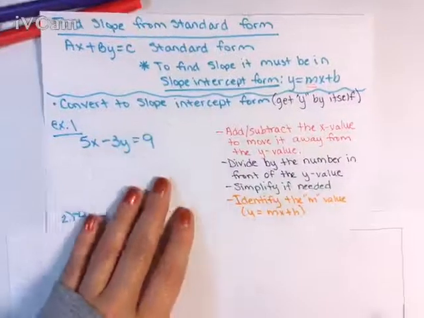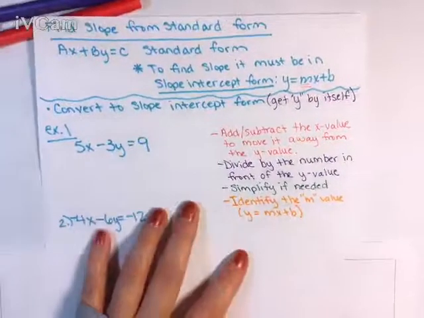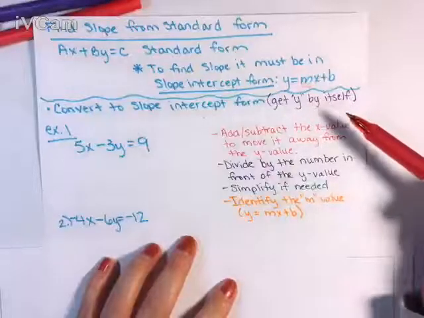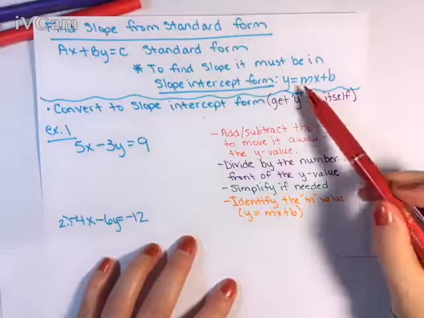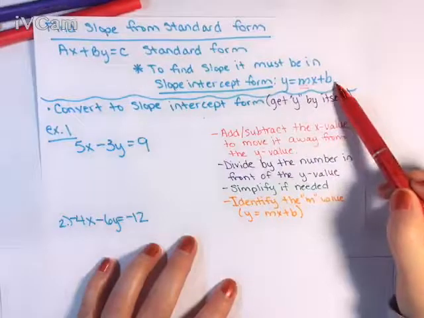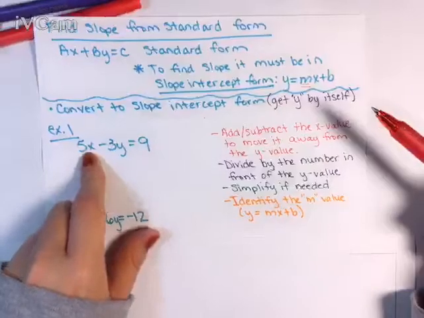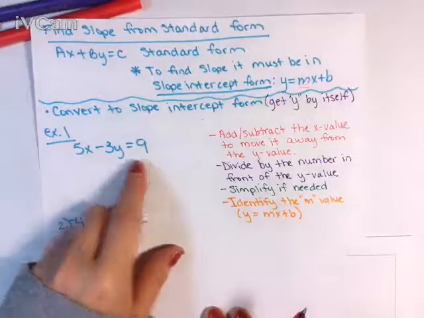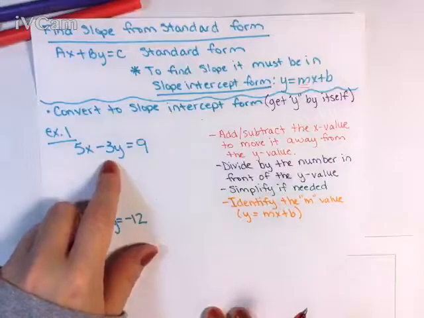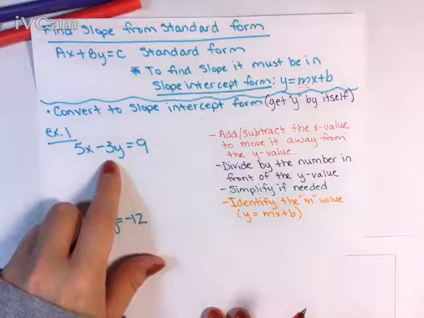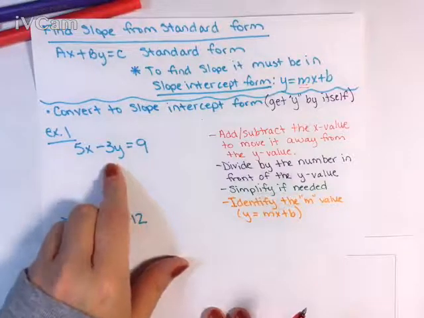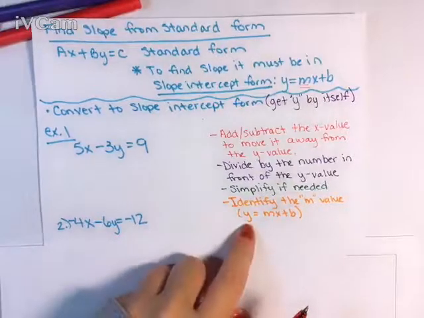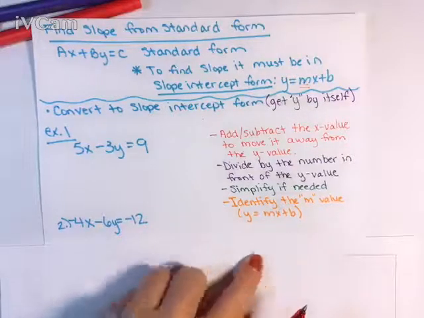In order to find your slope, you're going to have to convert it into slope-intercept form, which means that you are going to solve for y, or get y by itself, so that you can get it in this form here. So the way that you do that is you're going to add or subtract to move your x value away from your y. Then you're going to divide by whatever is in front of the y value. And then you're going to simplify if you can, and then identify your m, because at that point it should be in the form y equals mx plus b.